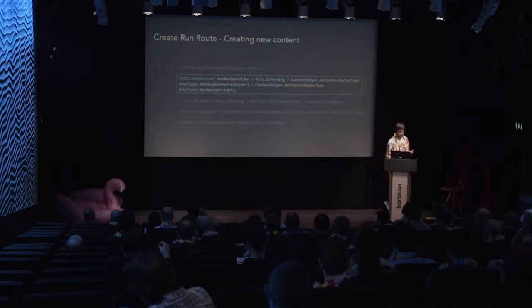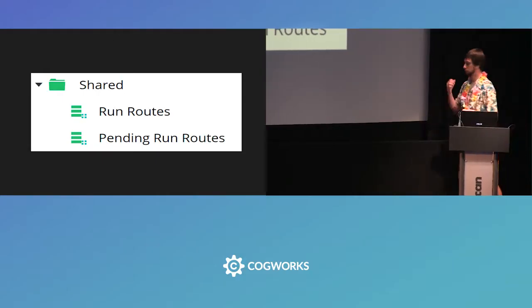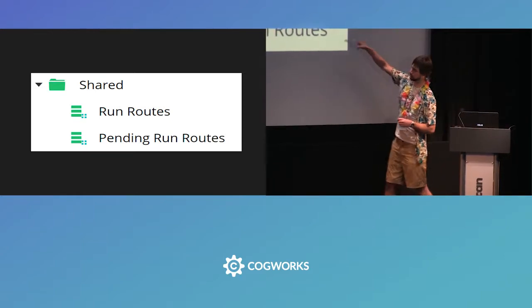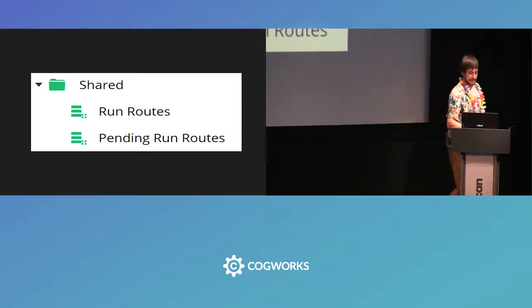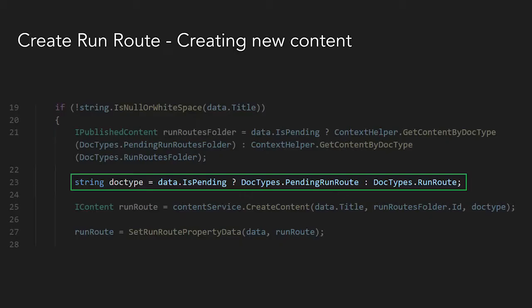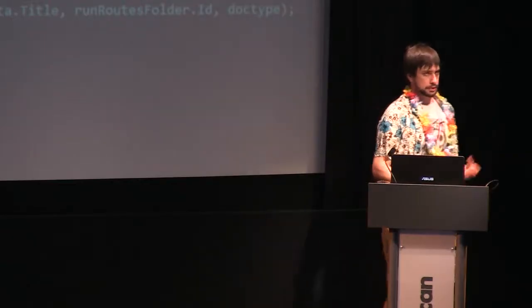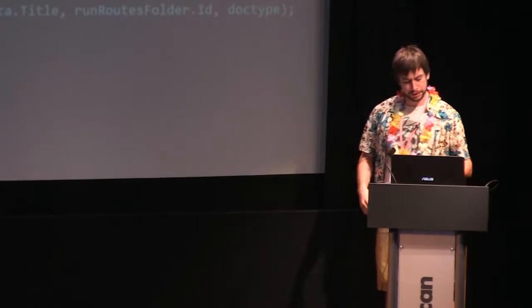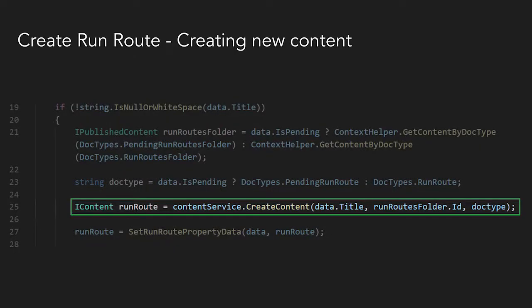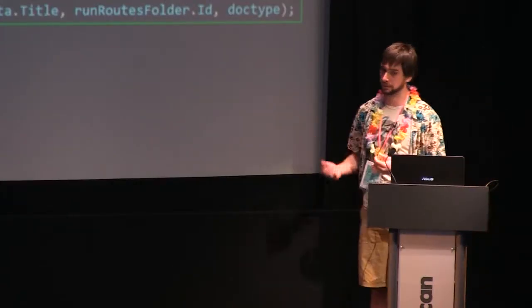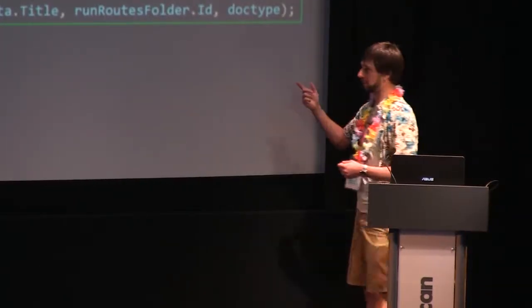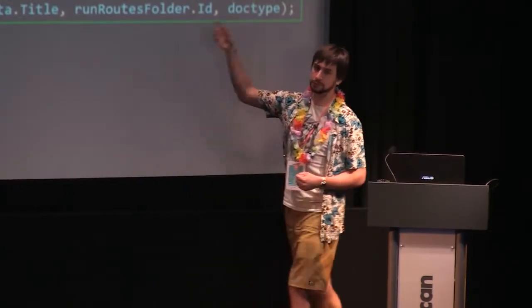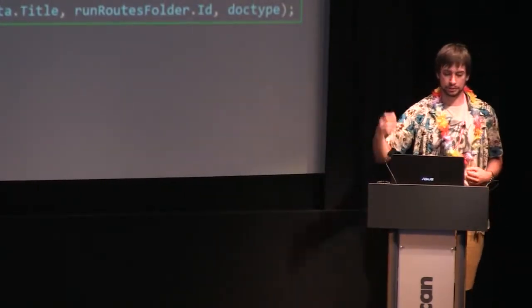Now, we're going to use the content service to create our new bit of content, that's what I mean about the two separate areas. So that's the fourth service we're using. And again, we've got two different doc types. One's a pending, one is a normal route. Exactly the same, except they behave slightly differently in terms of search. So we've just created our first bit of content. We've given it a title, given it a location, given it a doc type.